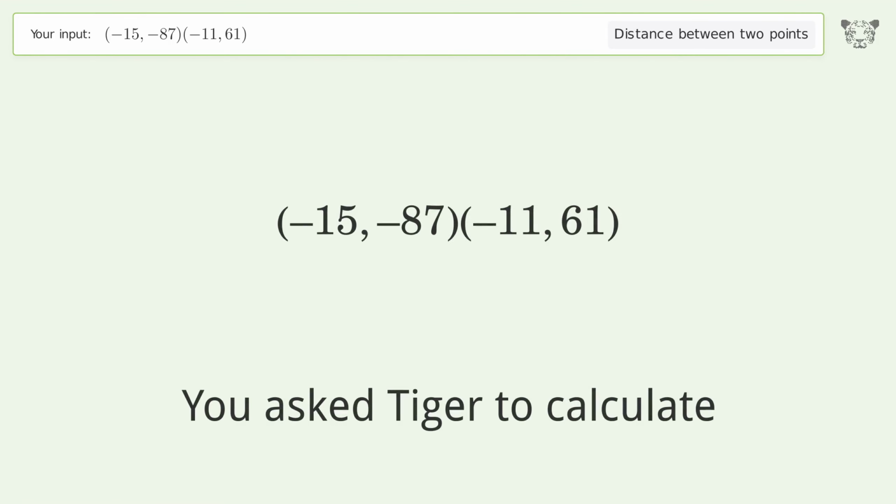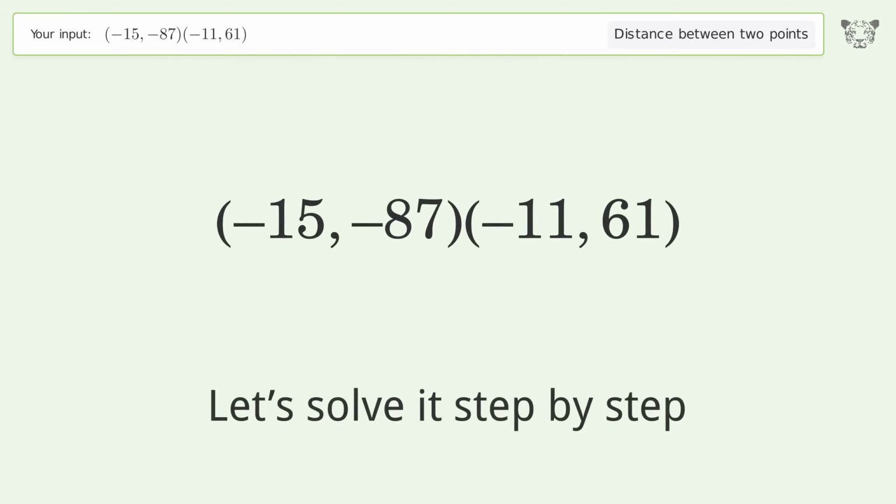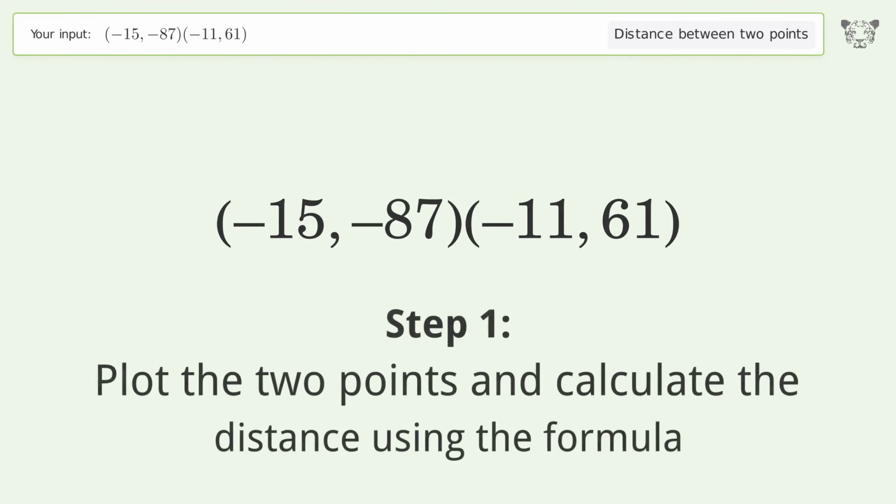You ask Tiger to calculate. This deals with the distance between 2 points. The distance between the 2 points is the square root of 21,920, or 148.054. Let's solve it step by step. Plot the 2 points and calculate the distance using the formula.